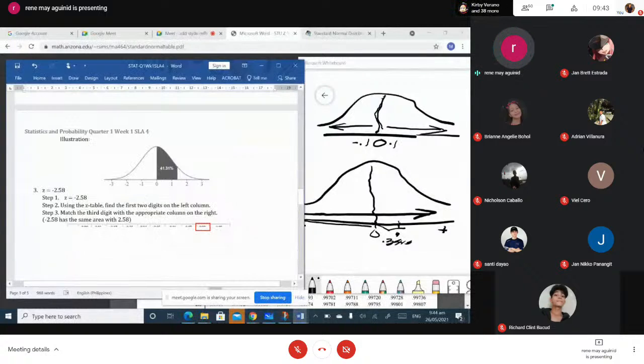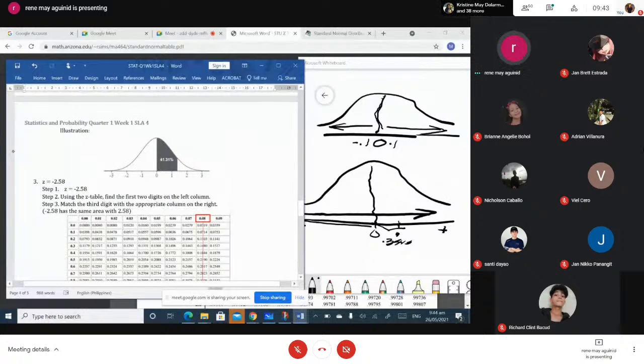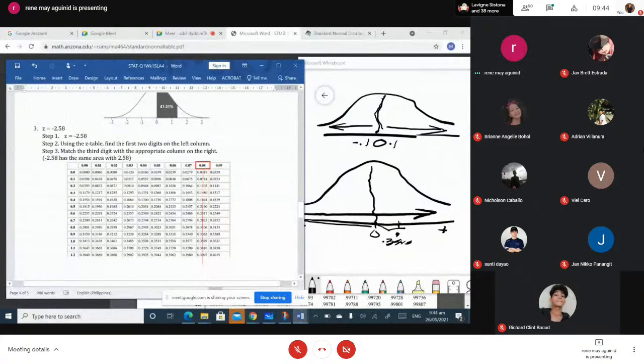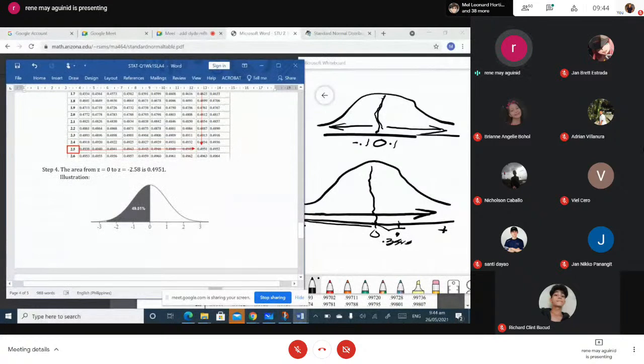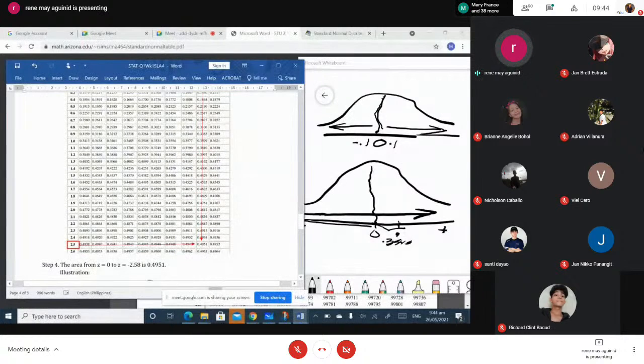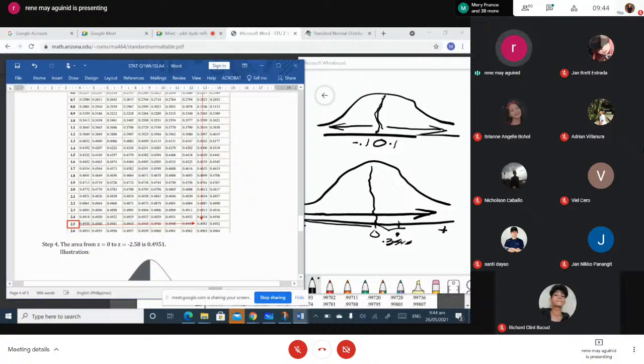Next, the area for negative 2.58 from the 0. It should be negative 2.58. Negative 2.58 is 0.4954. So from 0 to z, that is negative 2.58. This is from 0 to negative 2.58.